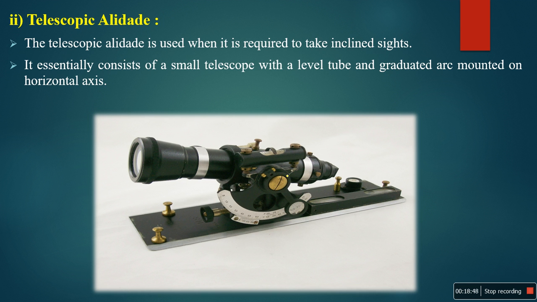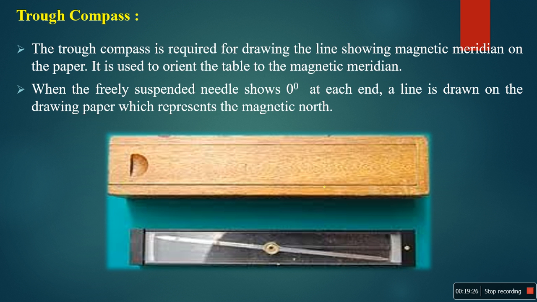The only difference is that for bisecting the object, in the previous simple alidade we used the two vanes on the edges of the scale, but here for bisecting the object we are using the telescope. The remaining process is the same for bisecting and making the line with respect to distances. Compared to the simple alidade, this telescopic alidade has higher accuracy for larger distances. Okay, the next one is the trough compass.